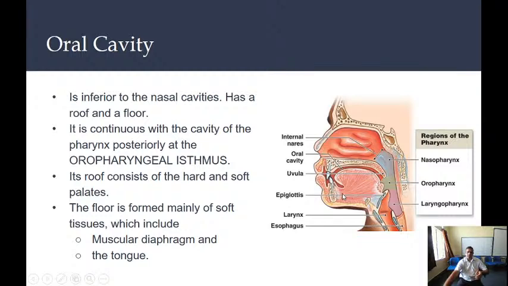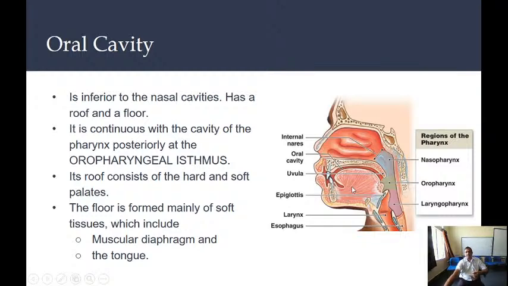So the hard palate with its maxilla and the palatine bone and the soft palate forms the roof, and the floor is formed by these muscles which are attached to the mandible and hyoid and to the tongue. So these are the muscles and the tongue, these are the ones which form the floor of the oral cavity.